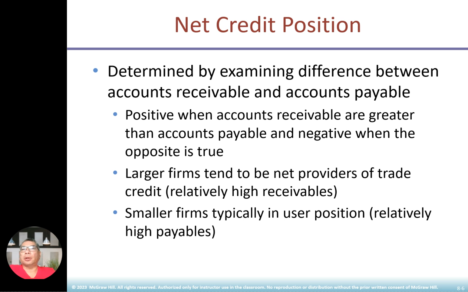The net credit position is determined by examining the difference between accounts receivable and accounts payable. It is positive when accounts receivable are greater than accounts payable, and negative when the opposite is true. Larger firms tend to be net providers of trade credit, with relatively high receivables. Smaller firms are typically in a user position, with relatively high payables.